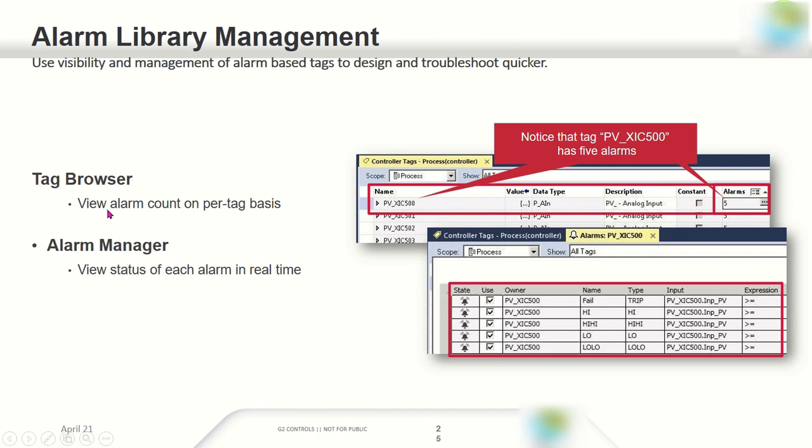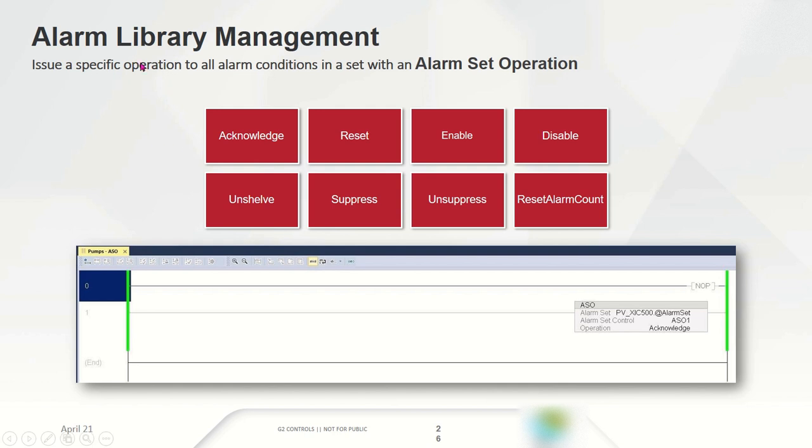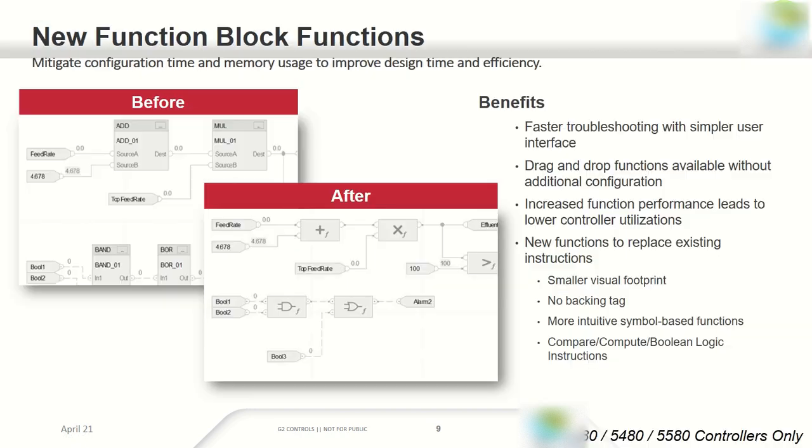The tag browser views alarms and counts on a per tag basis. Alarm manager: view the status of each alarm in real time. We can see the real time status of the alarm. And alarm library management issues a specific operation to all alarm conditions in an alarm set, with operations like acknowledge, reset, enable, disable, shelve, unshelve, suppress, unsuppress, and reset alarm counts. We can reset alarm counts also.